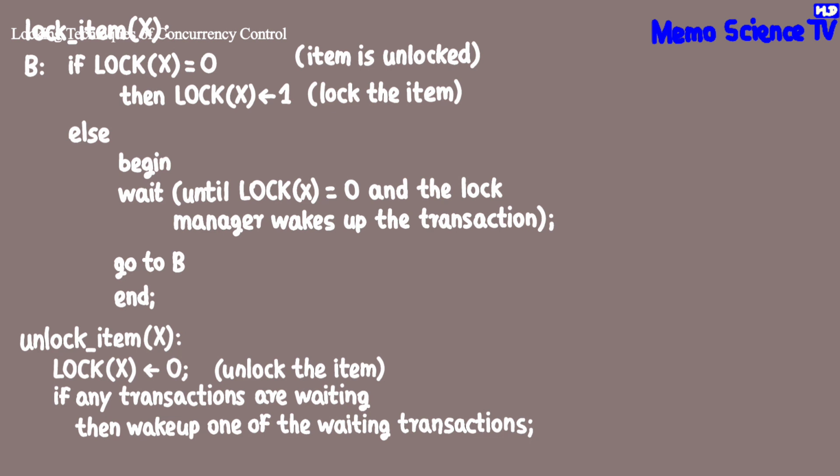Then again go to B and lock the item again. The item will be unlocked and then locked. When we go to unlock item, if the lock item is 0, which means the item is unlocked, and if any transactions are waiting, then wake up one of the waiting transactions.